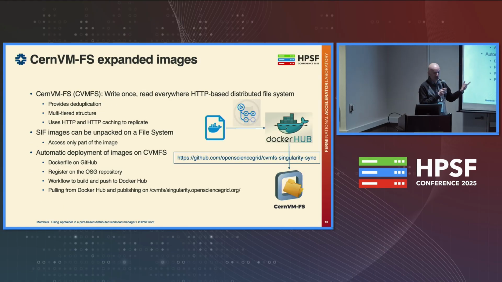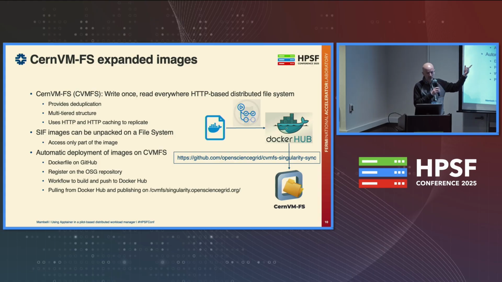So the CernVMFS system that I mentioned before is a write once, read everywhere distributed file system based on HTTP. It provides deduplication in the file system, and is multi-tiered. So on the central server, the tier 0, people write the content, and then it's distributed so that the node, the client, can find everything. To download the components, it uses HTTP, so it relies heavily on HTTP caching. It's very efficient.